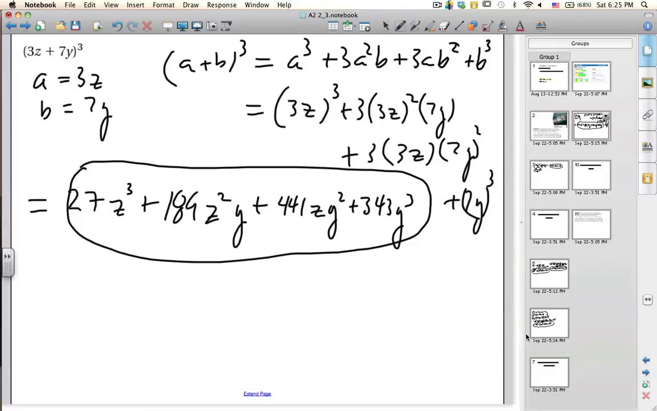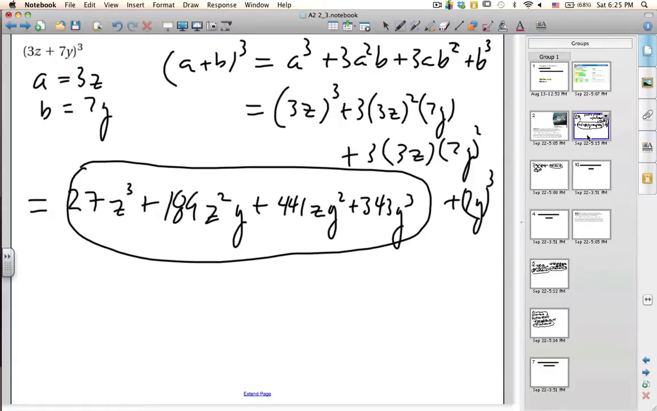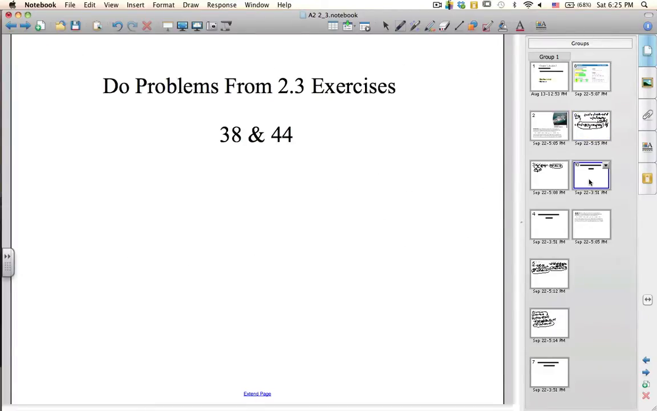Okay, so a couple practice problems just to make sure you know how to do it. 16, 18, 20, 28, and 29. Oops, I'm sorry. So a couple practice problems just to make sure you've got it right. 38 and 44. And then come back and we'll finish out the word problem.